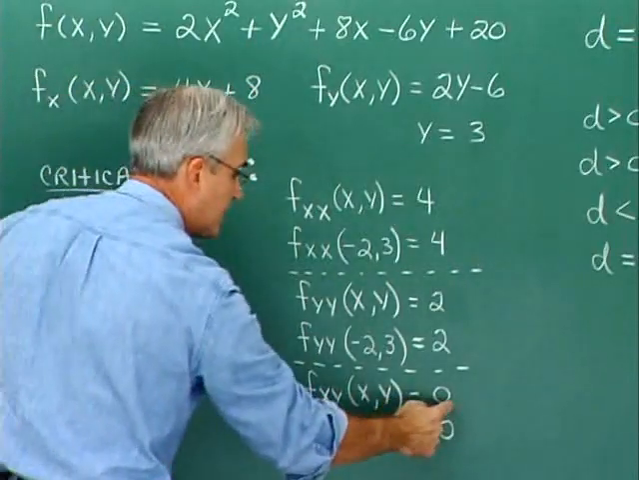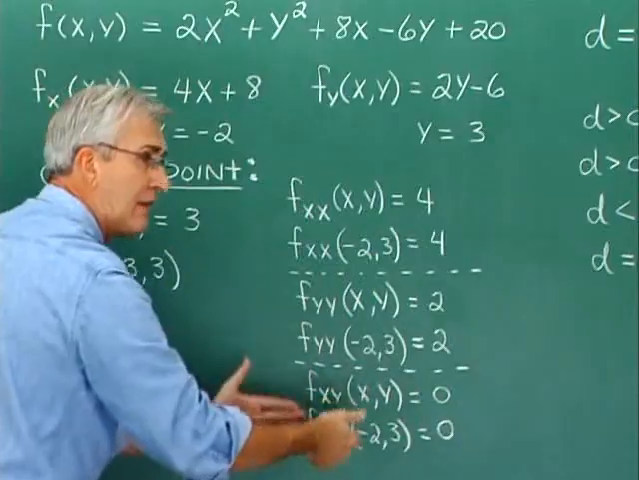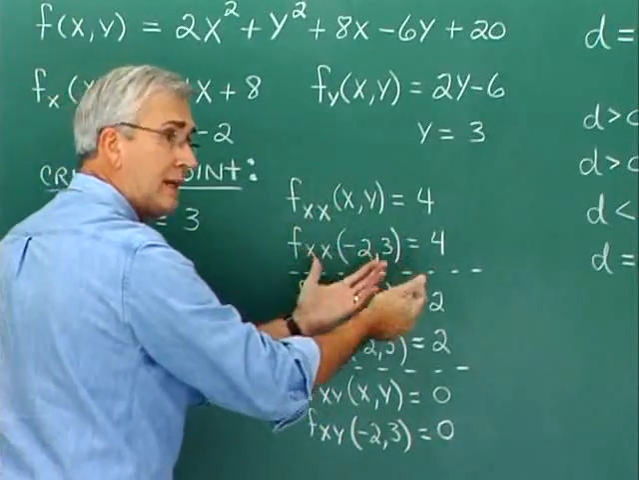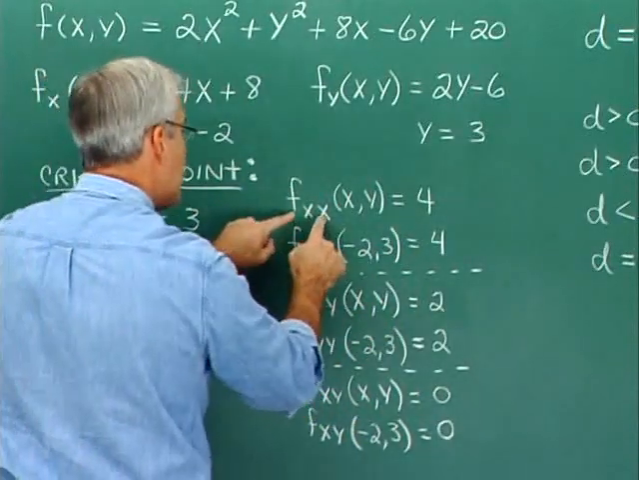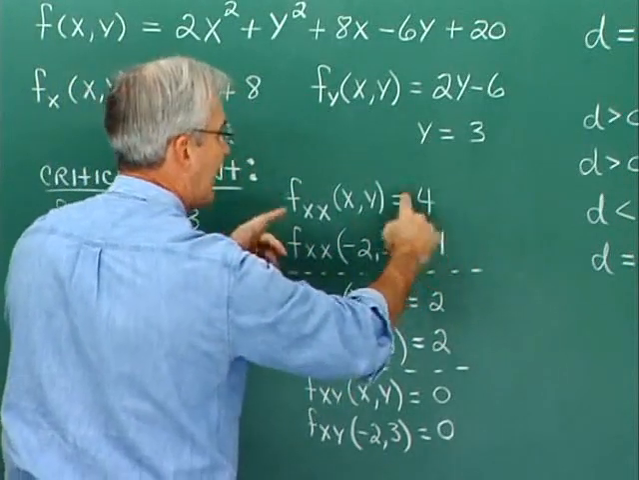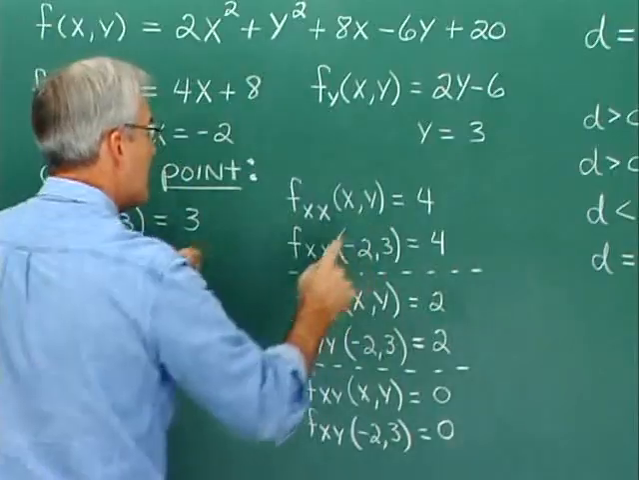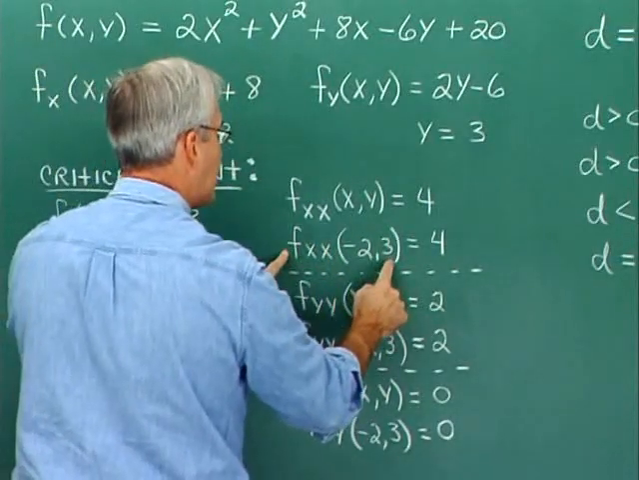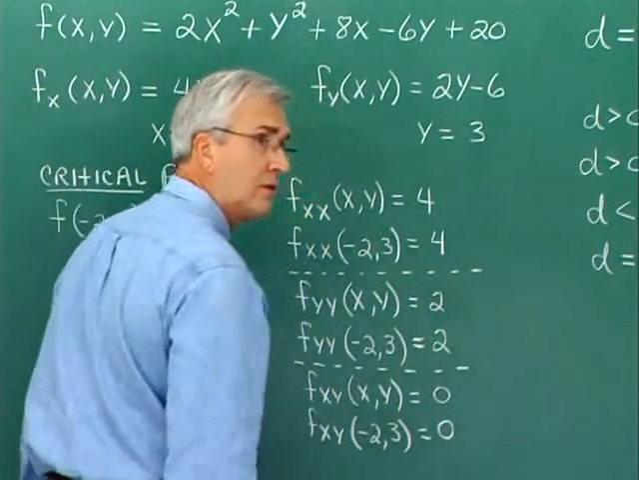So this becomes 0. Now we evaluate these at the critical point, at the critical value. And this is now a constant function, so it's rather trivial here, but evaluated at the point (-2, 3) it is 4. You see, it's still 4.